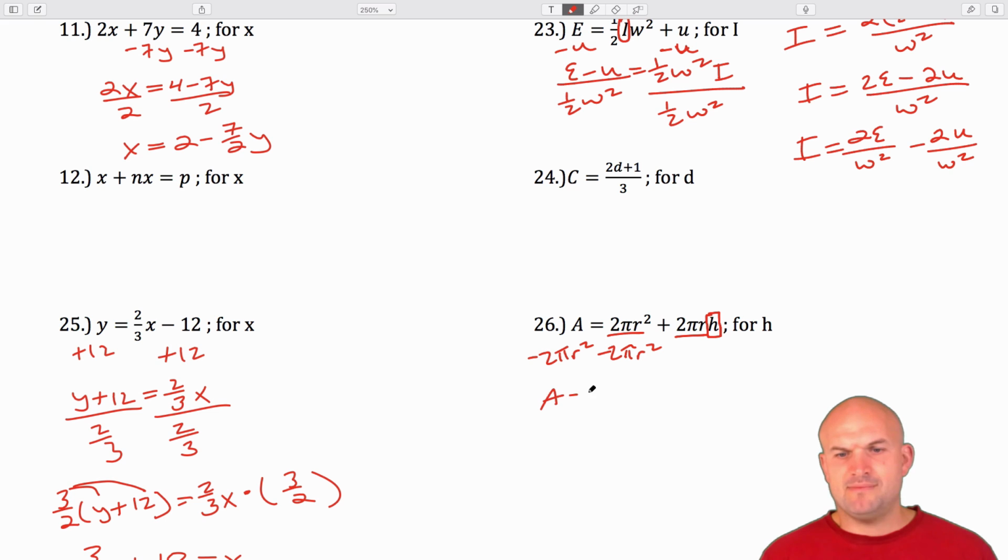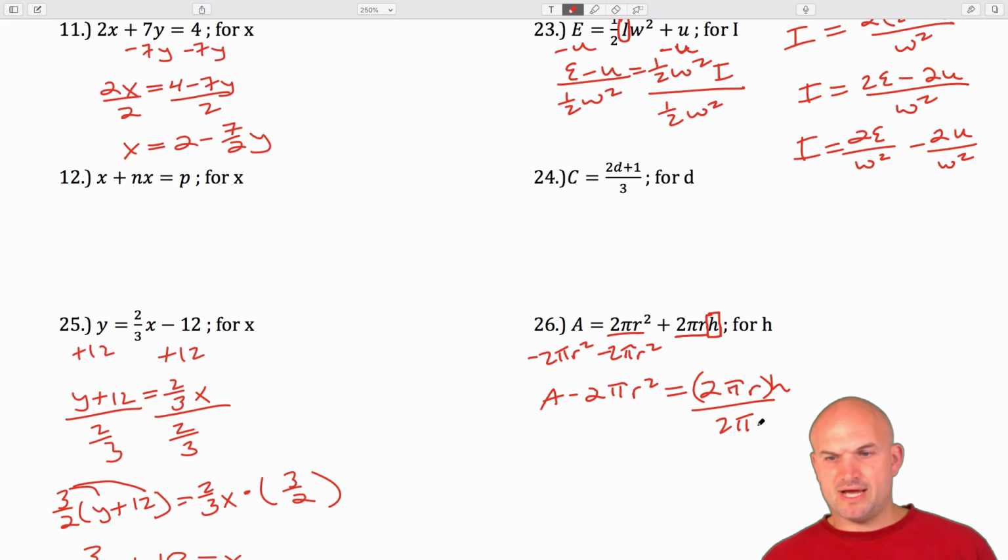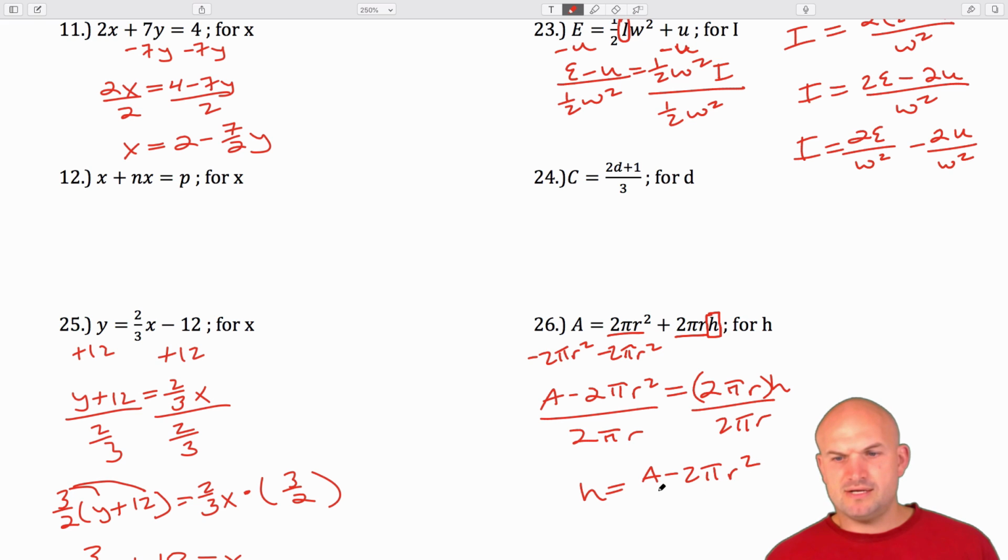So therefore we have a minus 2 pi r squared is equal to 2 pi r h. So now we need to undo multiplying by 2 pi r, so I'm going to divide by 2 pi r on both sides. And therefore I have h is equal to a minus 2 pi r squared divided by 2 pi r. Whew, lot to digest.